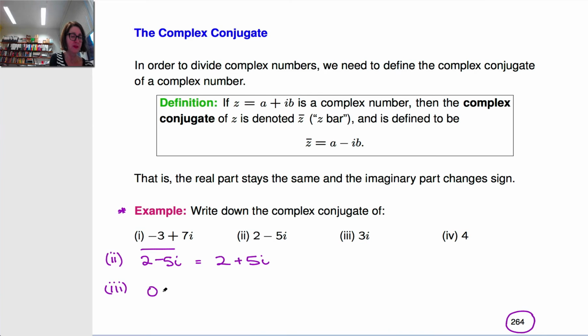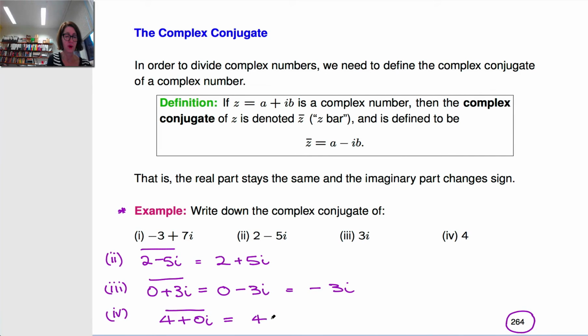Part 3, don't forget this is 0 plus 3i. And the complex conjugate of that, the real part stays the same and the sign changes on the imaginary part, so this is just minus 3i. And in part 4, the number is 4. That's just 4 plus 0i if we're working in the complex number system, and so that's 4 minus 0i. Nothing changes, so it's just 4. Okay, so that's the first part of the supplementary work.